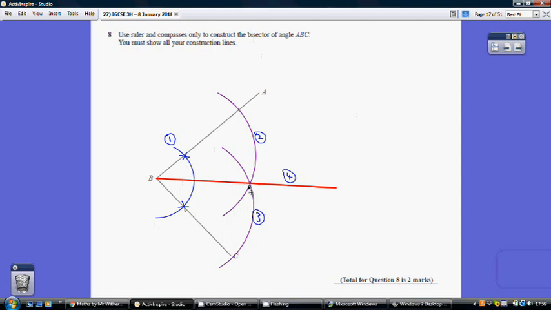So then get out your ruler and draw a line from B through where these second and third arcs cross, and now that's your final answer. That red line there splits the angle ABC, but do remember to leave in these construction lines as the question says, because really this blue and 2 purple bits are your workings and your red bit is your final answer.